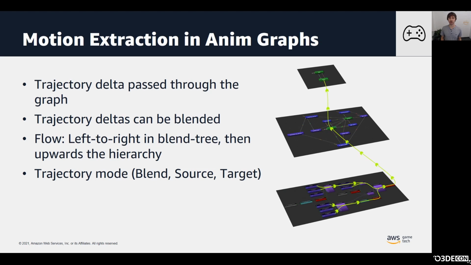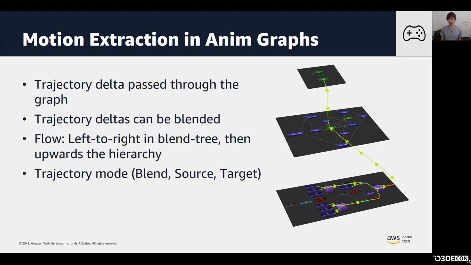Let's have a look at how this is working in an anim graph, as we're not just dealing with single animations. Motion extraction originates at motion nodes. Trajectory deltas are calculated and output along with the resulting pose from the motion node. These deltas are then passed through the graph together with the pose and some other data, from the left to the right, towards the final node in a blend tree, and then upwards the hierarchy up to the root state machine.